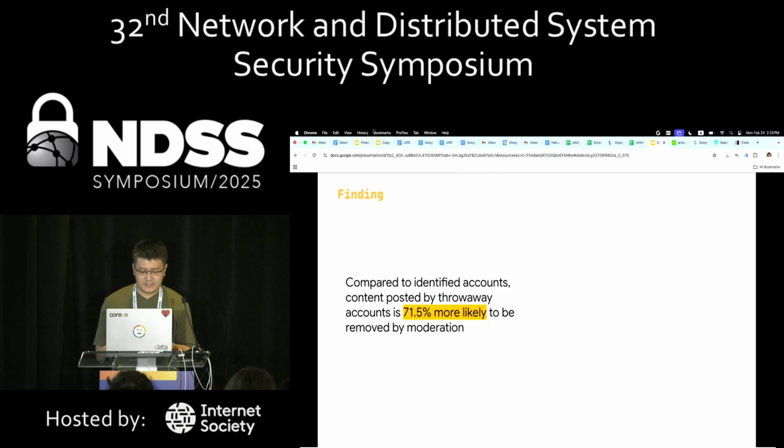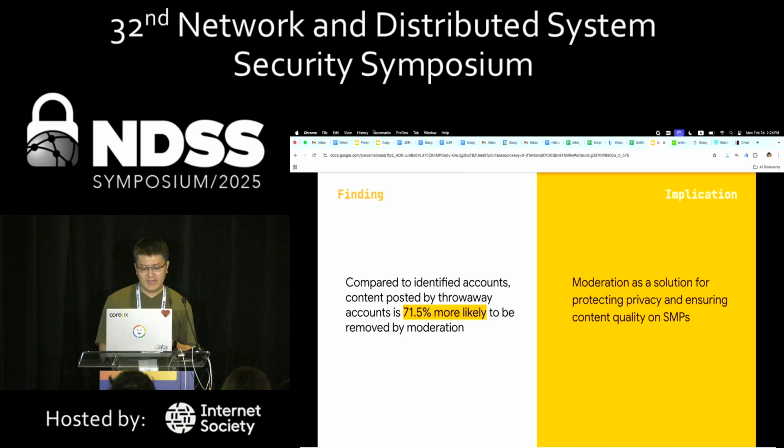So while this study does not definitively resolve the ongoing debate regarding throwaway accounts and anonymous identity on social media platforms, we argue that a robust and effectively implemented moderation mechanism may offer a viable solution. In an ideal situation, moderation can allow users with privacy needs to participate anonymously while ensuring the timely removal of harmful content and dissuading users who deliberately misuse anonymity on SMPs.